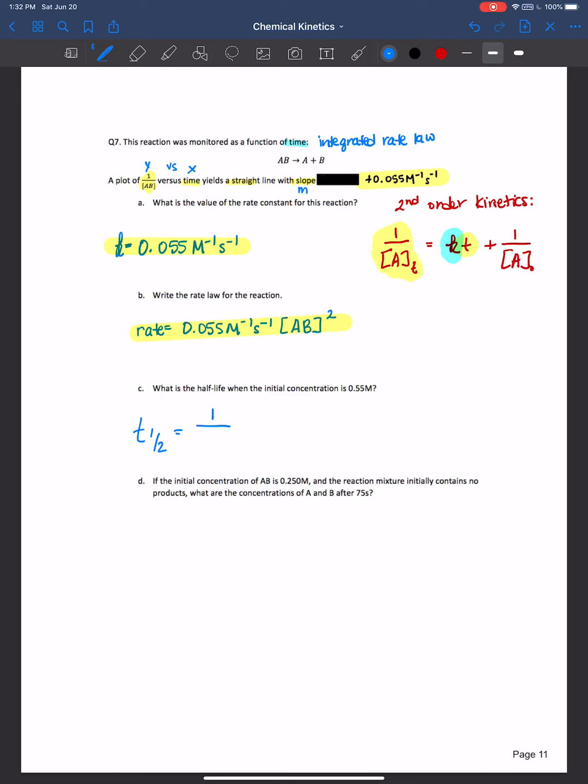So 1 over the rate constant times the initial concentration of the reactant. And so that is 1 over 0.055 times the concentration initially, which was 0.55. And I get that to be 33 seconds.